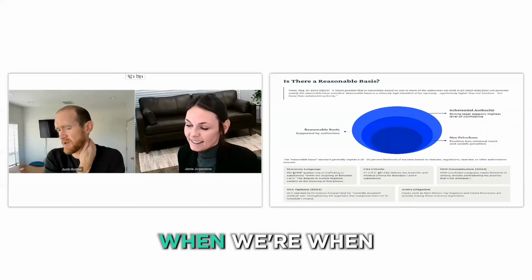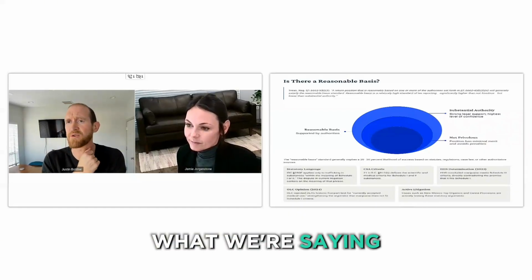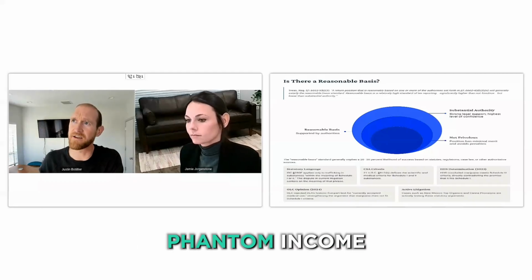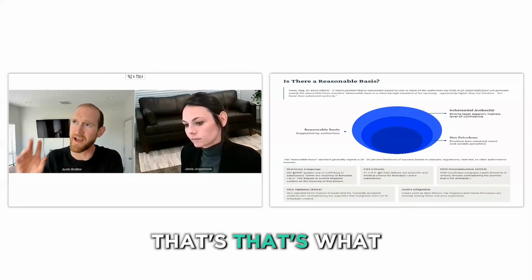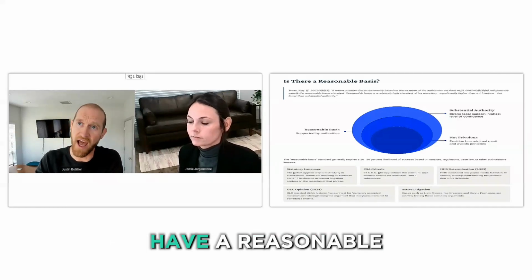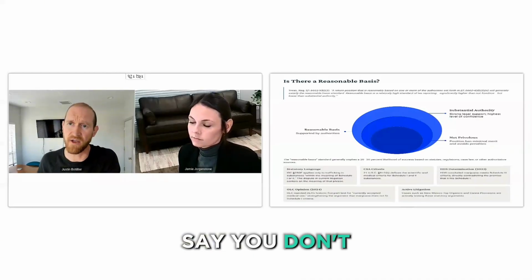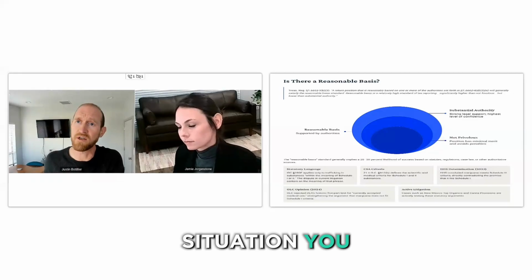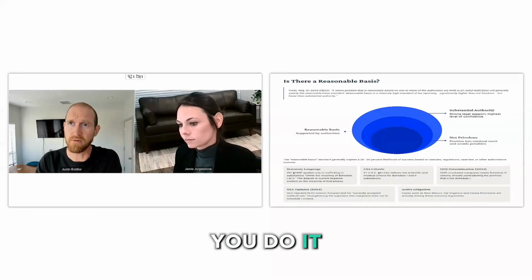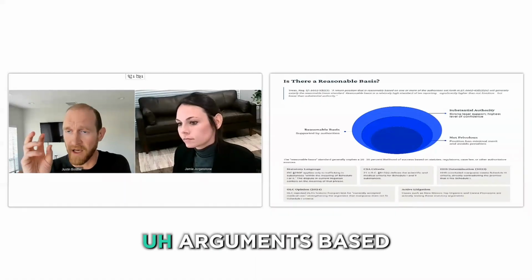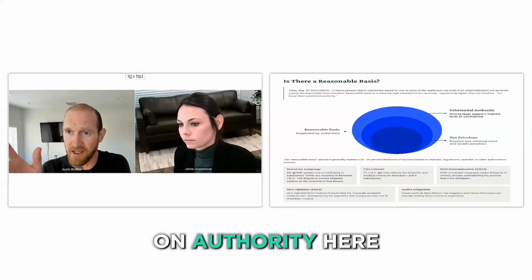And again, when we're saying that, what we're saying is, you do not have to proactively pay tax on phantom income. That's what we're saying. You do not have to proactively apply 280E because you potentially have a reasonable basis. The IRS might say you don't have a reasonable basis, but until that is proven through a tax court situation, it appears that you do. We do have reasonable basis arguments based on authority here.